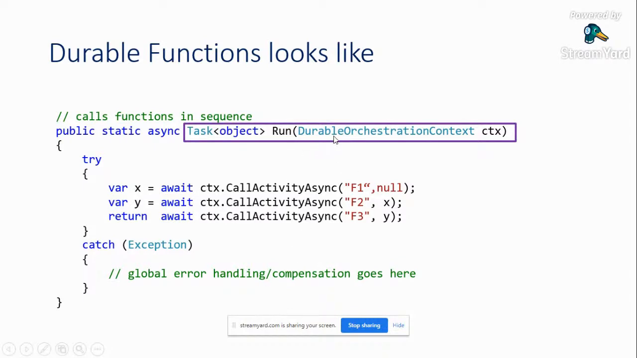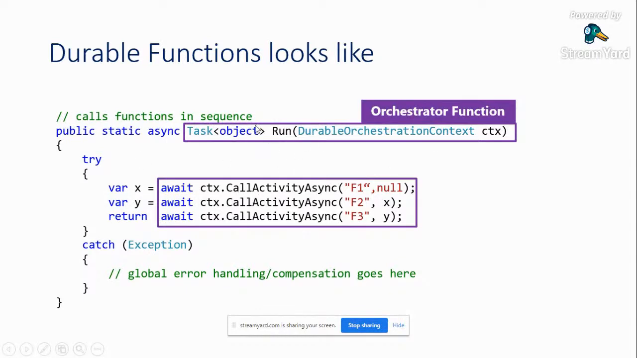If you see a durable orchestration context inside your argument, then this is the orchestrator function, and this orchestrator function will have the code for calling the activity function. The method that needs to be called is the call activity async method. So this is the durable orchestrator function, and these are all the activity functions.